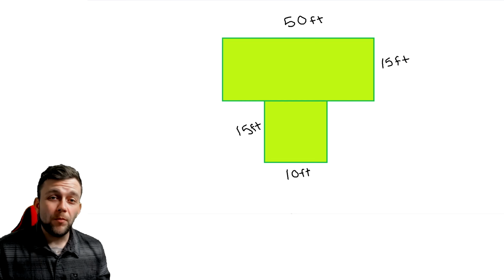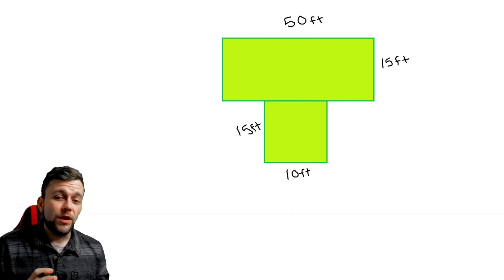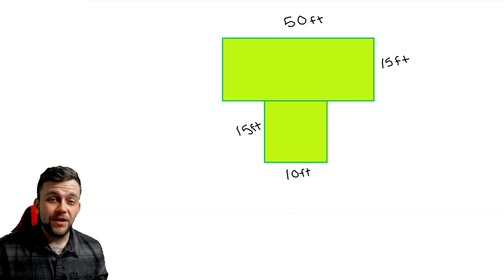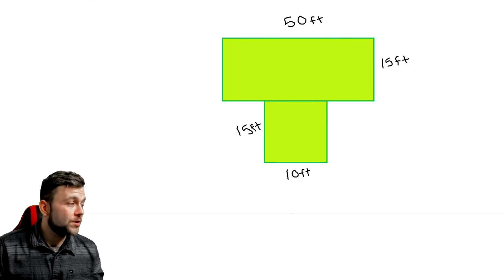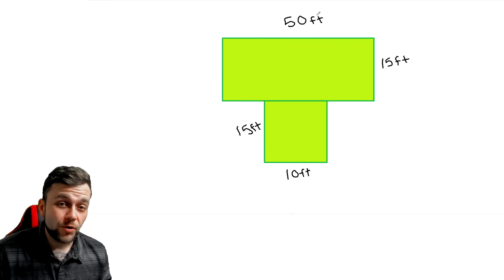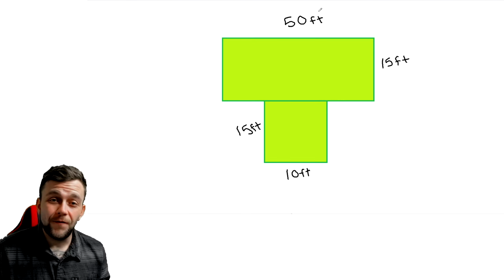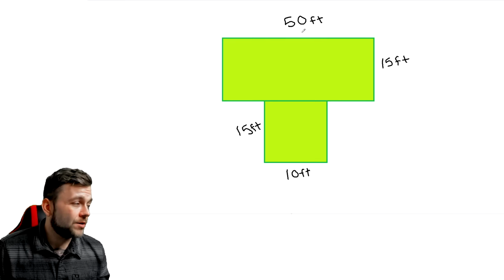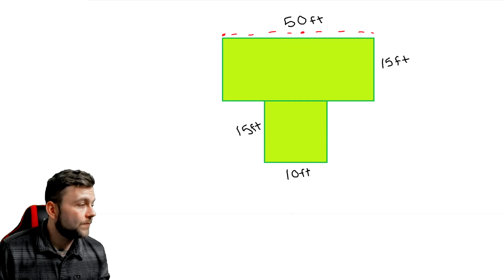But we'll do one more perimeter problem. With this one, the shape is a little bit different. Remember, you are always going to be walking around the outside. So let's start off with the distance that we already have written down, and make sure to note that the unit is in feet. We'll start right here. So we're going to walk across this whole area, and we have 50 feet.